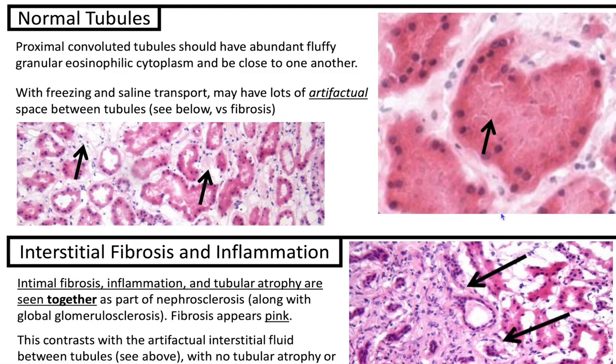Normal tubules, the proximal convoluted tubules are pink, fluffy, abundant, granular cytoplasm, and they're close to one another. With freezing and saline transport, you may have lots of artifactual space between tubules versus fibrosis.